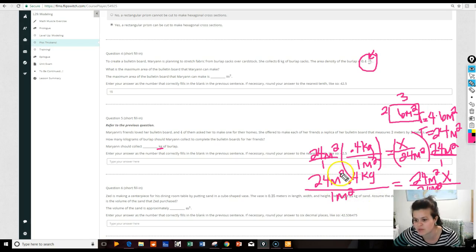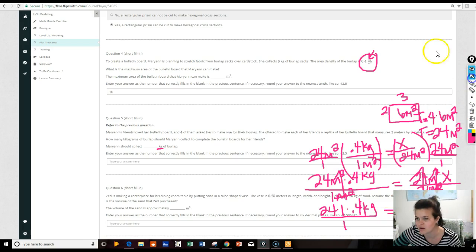Now we do have forms of 1. On this side we have meter squared over meter squared. That reduces down to a form of 1. So then we have 24 times 1 times 0.4 kilograms divided by 1. And dividing by 1 will not change its value. Equals, we can reduce this side down because 24 over 24 is a form of 1. Meter squared over meter squared is a form of 1. And I'm left with 1x.